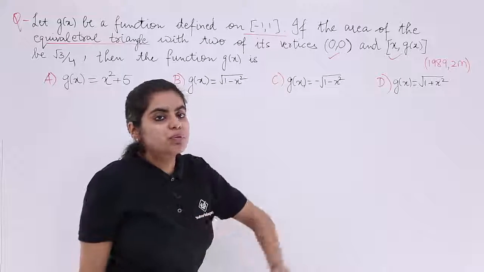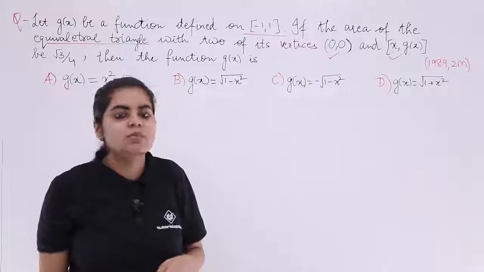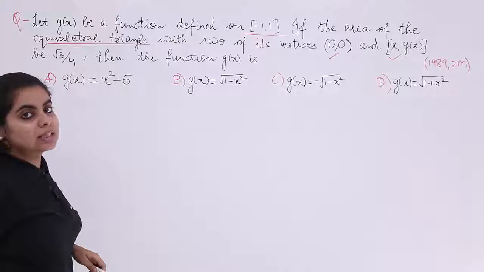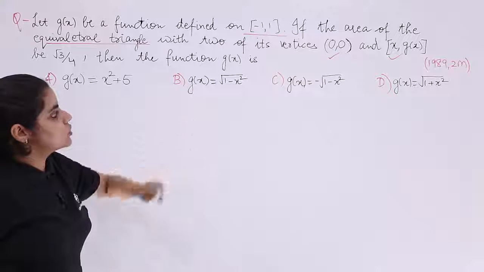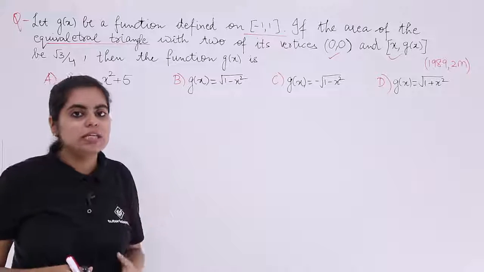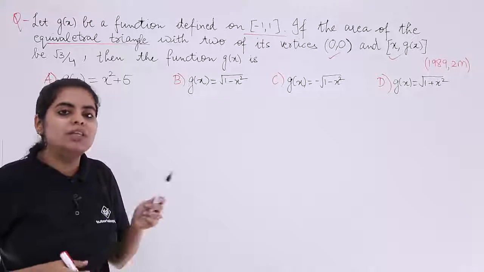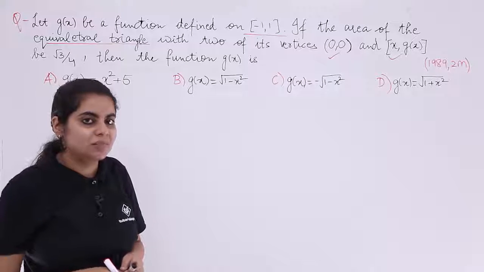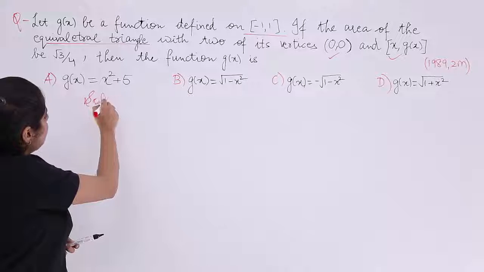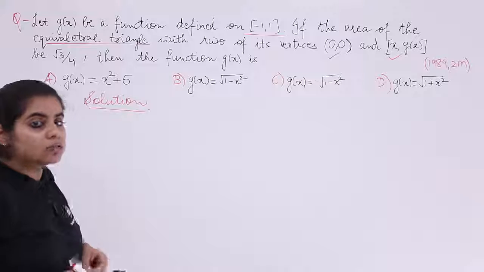Do not get confused with the square brackets. They mean the same for coordinates as the small brackets. And the area is given to me as root 3 by 4. Then the function g(x) is what? Basically, there are 4 options for g(x). We have to choose which one or more than one of these options is correct. Let's get started by putting the heading as solution. So I write the heading as solution and I focus on what is given to me.